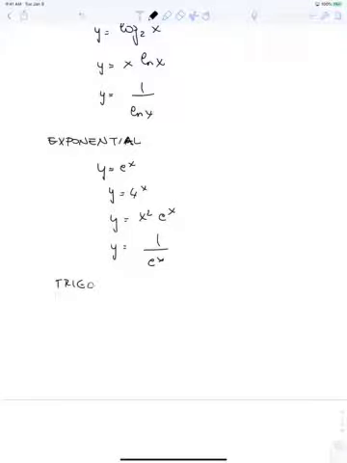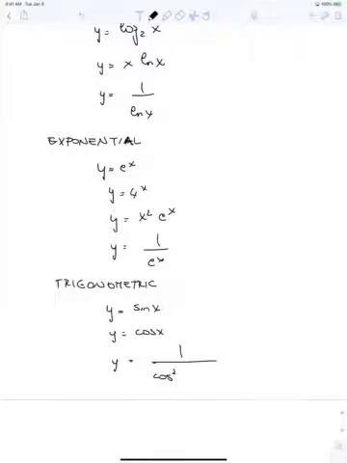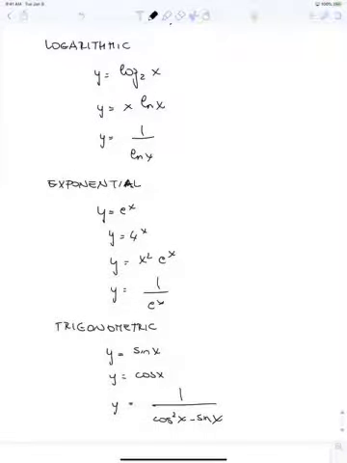And then we have trigonometric functions. These are just examples of functions that we might see in the class. This is straightforward: sine of x, cosine of x, y equal 1 divided by cosine square of x minus sine of x. So if we have a fraction, we have to impose the denominator is not equal to 0, and then we have to study the domain of the functions based on how the function looks like.